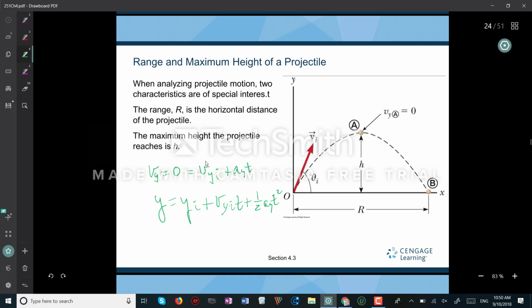You were looking for that 1/2 AyT squared. Is Vy initial at the top 0? No. Why? What is Vy initial? It's the velocity in the vertical direction at the beginning. Vy is 0 at the top, but it being 0 doesn't change what it had at the beginning, at the outset.